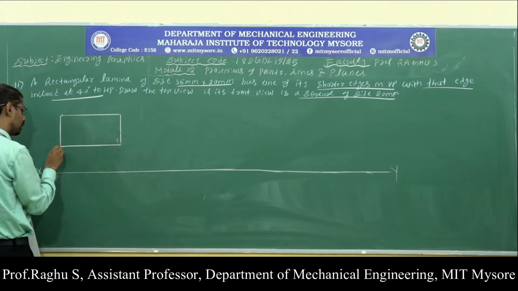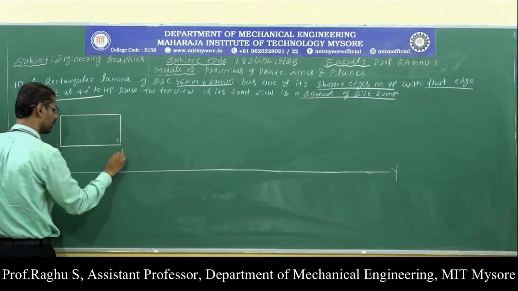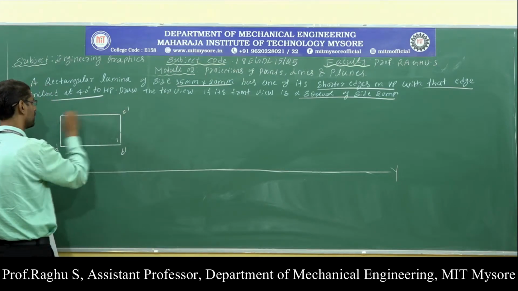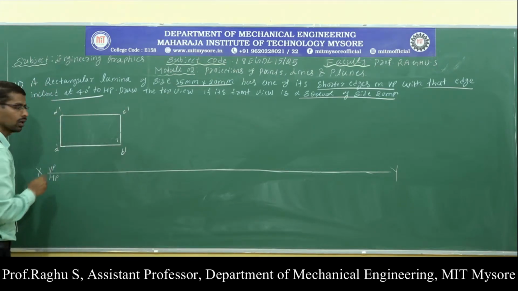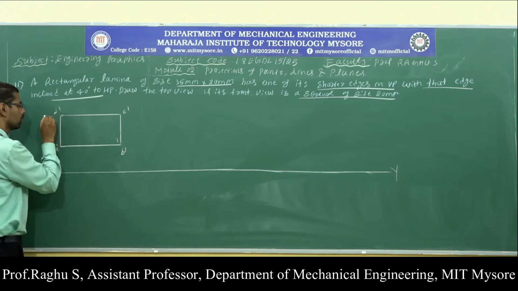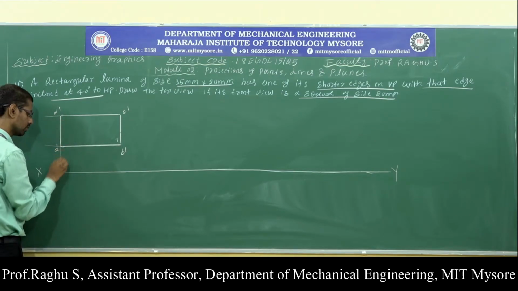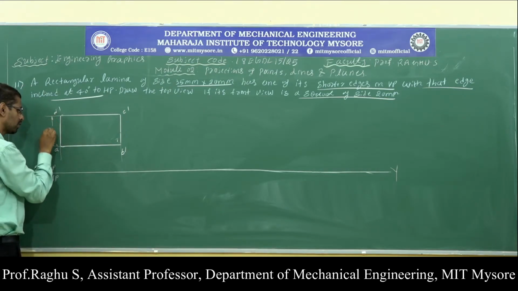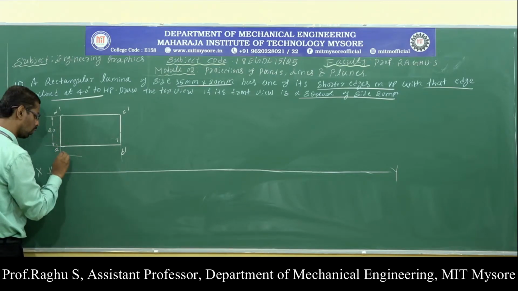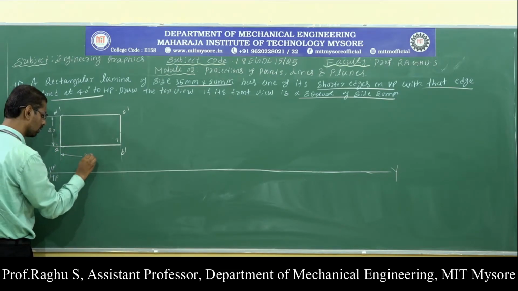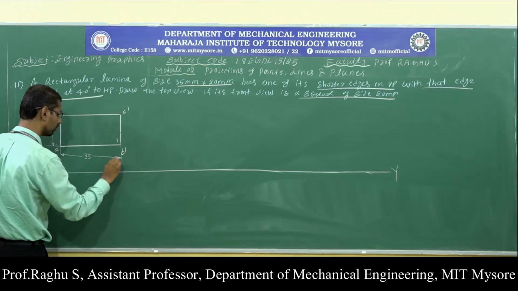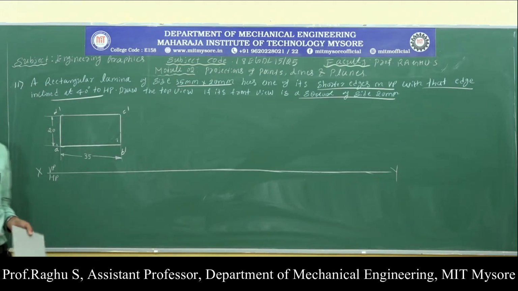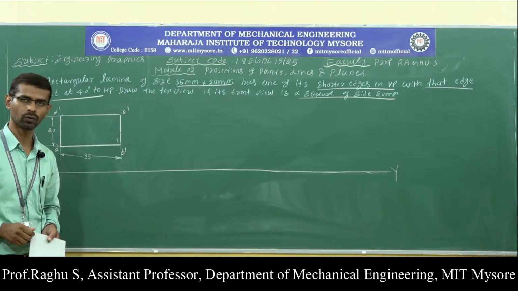Next, since it is the front view, name the corners A dash, B dash, C dash and D dash. Draw extension lines and indicate the dimension: shorter side 20 mm, longer side 35 mm. Now I have completed the first position, the front view.